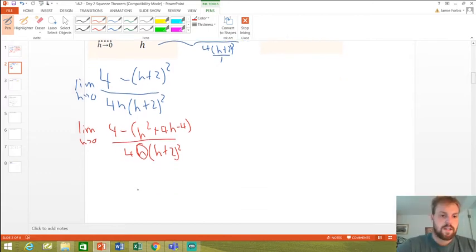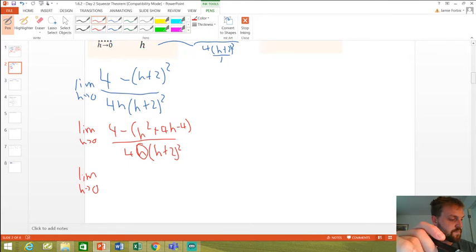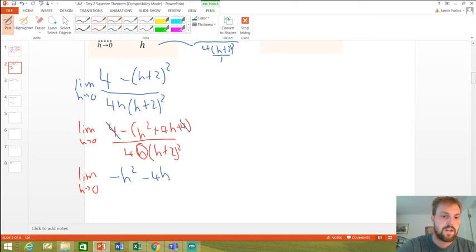So we got the limit as h approaches 0. Oh, and I apologize. I don't know why I put minus 4. It should be plus 4 right there. So then we got the 4 minus the 4 on top, and we're left with negative h squared minus 4h, all over 4h, (h plus 2) quantity squared.